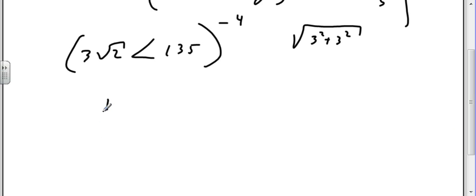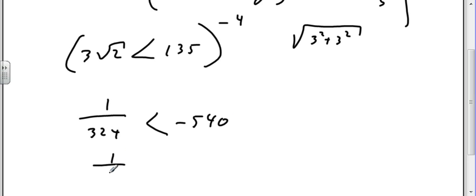Okay, so that's 1 divided by 324 at an angle of 135 times minus 4. So I'm at minus 540. Well, minus 540, I don't like that, do I? Okay, minus 540 plus 360 plus another 360 gives me 180. All right, so this is 1 over 324 at an angle of 180. So my answer in rectangular form is minus 1 over 324.